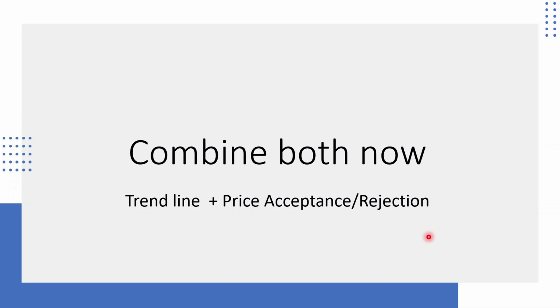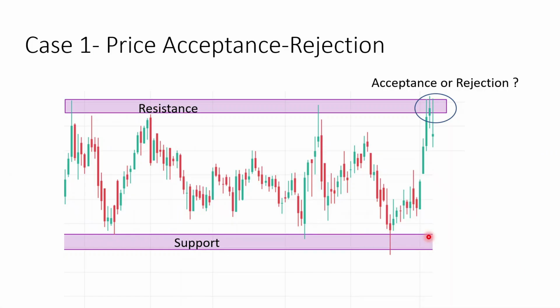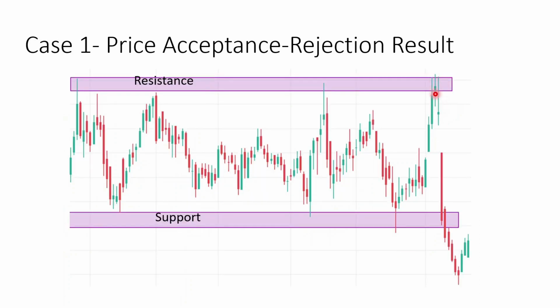Now, we'll combine both trend line and price acceptance and rejection. So, first one, price acceptance and rejections. Under this one, you can observe this chart, that is support and resistance. Here, the price is moving. The candlestick is moving here and it's rejecting at this place. So you can see the result. Because it's rejected here, it went down and the result will be again it touches the support level.